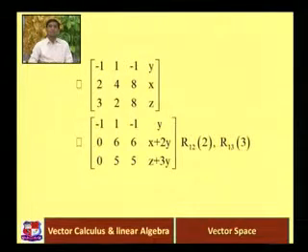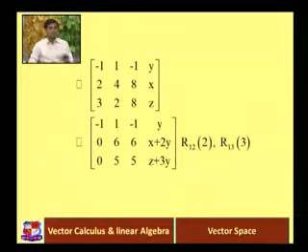So the first row is -1, 1, -1, Y. The second row becomes 0, 6, 6, X plus 2Y, because we multiply the first row with 2 and add it into the second row. The third row becomes 0, 5, 5, Z plus 3Y. Still, what is the leading entry of the second row? 6. So we have to make everything below that leading entry 0, right? So that 5 should be 0.